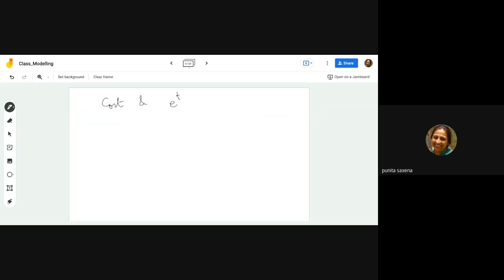Okay, just in your notebooks right now, you have a graph of cos t. On the same graph, you can plot the graph of e to the power t also. What do you observe? Okay, not just cos t. Just observe the graph of t and e to the power t. What do you observe?